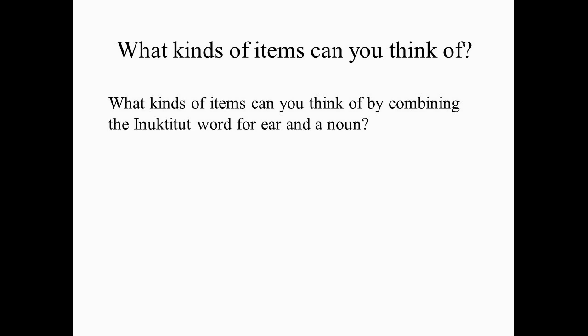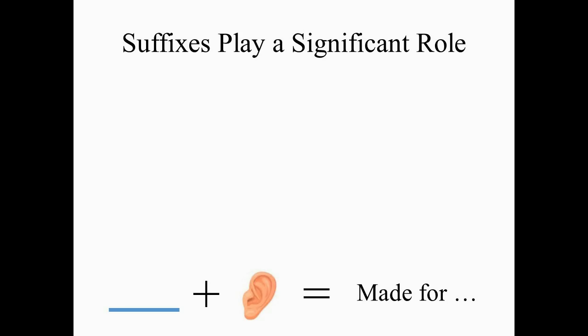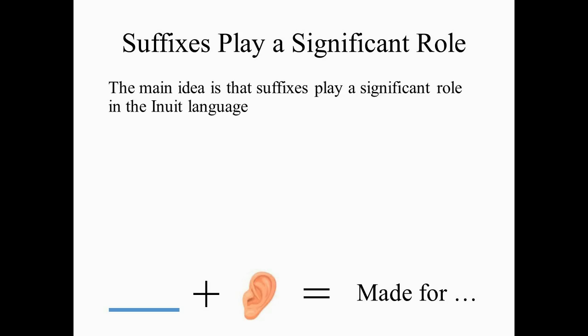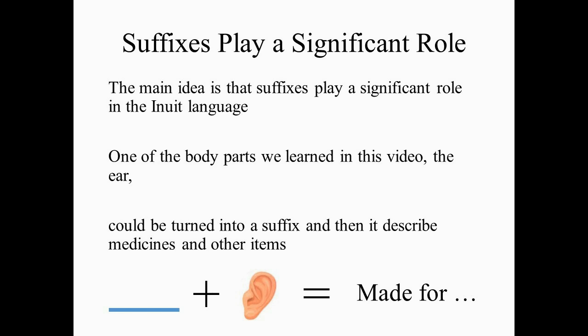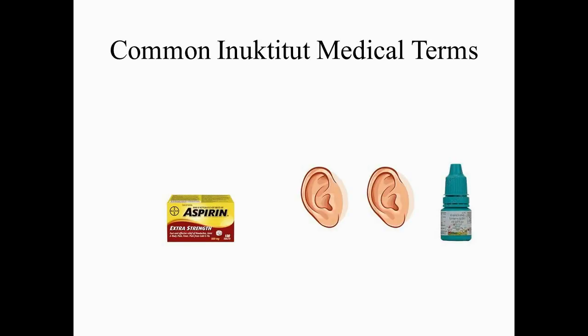What kinds of items can you think of by combining the Inuktitut word for ear and a noun? Yay, that's a good application. Thank you for your input. The main idea is that suffixes play a significant role in the Inuit language. One of the body parts we learned in this video, the ear, could be turned into a suffix and then be used to describe medicines and other items. All right, are there any questions? Shall we move on?